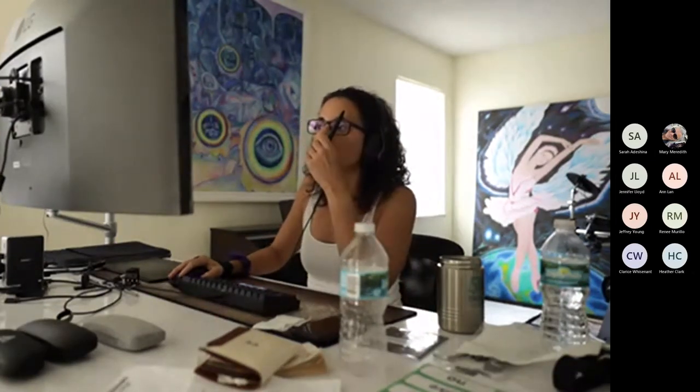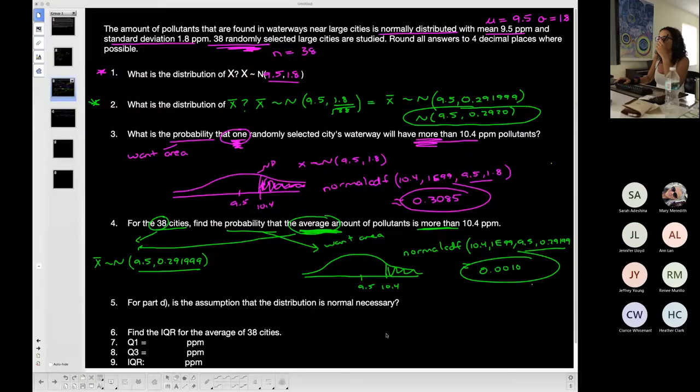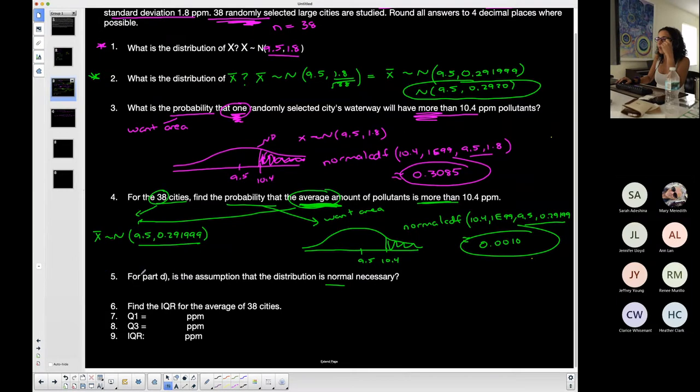So I think I have a couple more parts of the problem. These little pieces here for part D, obviously, for part four, I should say, is: is the assumption that the distribution is normal necessary? Is the assumption that it's normal necessary?